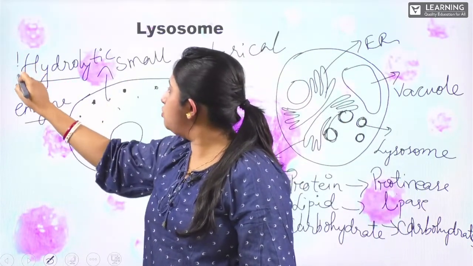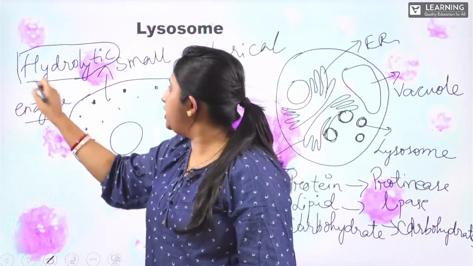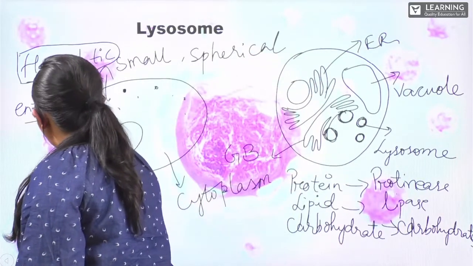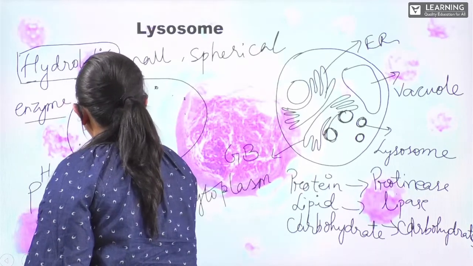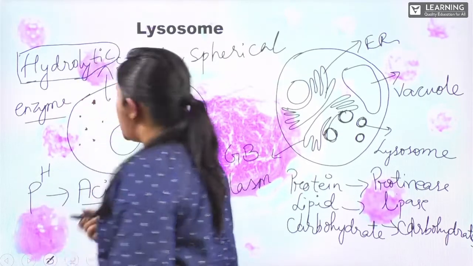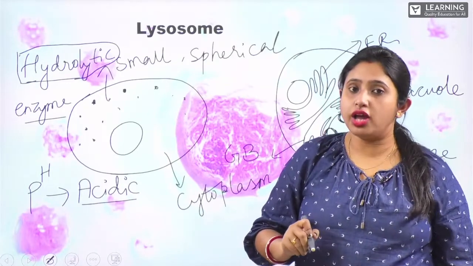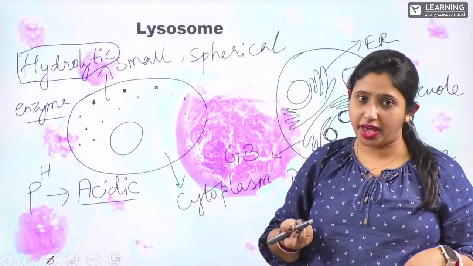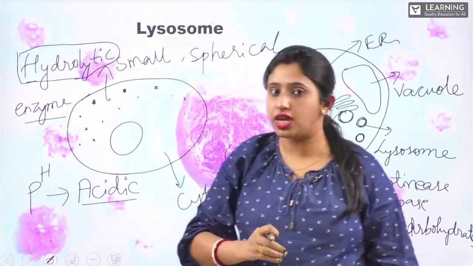So what does the lysosome contain? It contains hydrolytic enzymes, and the pH of the lysosome is acidic. These lysosomes are also known as the digestive bags and also as the suicidal bags. Now we will learn why they are known as the digestive bags and the suicidal bags.